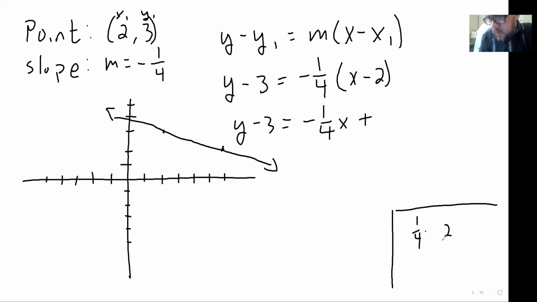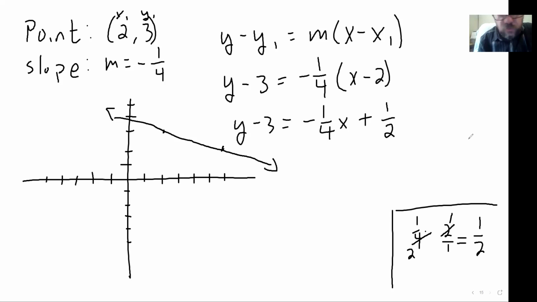Now, this integer, I'm going to think of it as 2 over 1. And then when I multiply, I'm going to cancel. The 2 and the 4 cancel and leave me with a 1 and a 2 here. So this is a half. So I got negative 1/4 x plus a half.